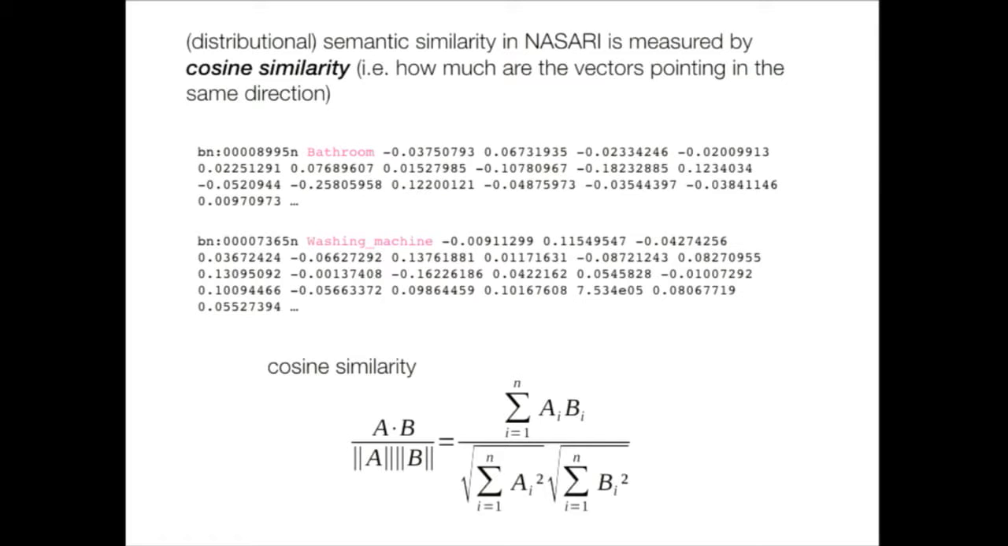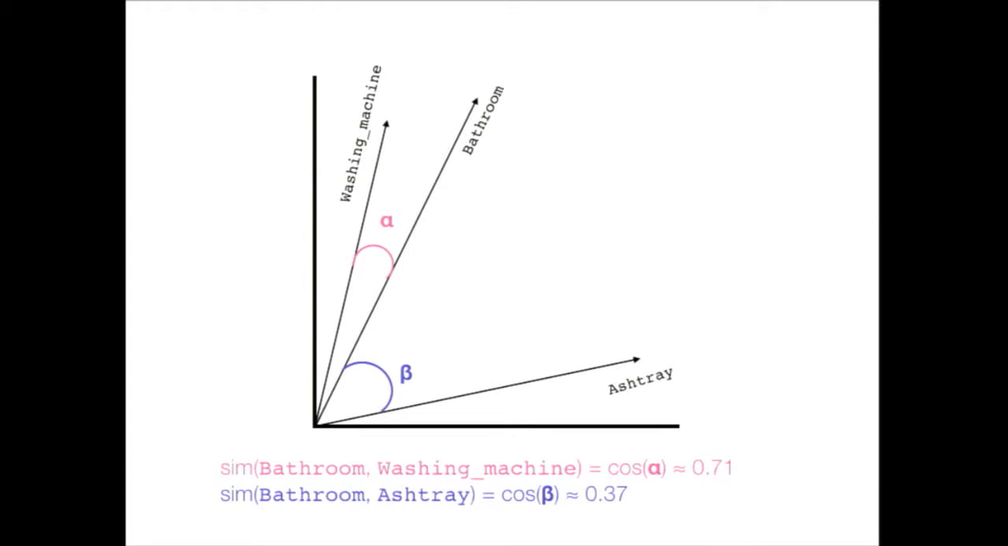So to do that, we use cosine similarity, but of course it's easier to have a picture. So cosine similarity in 2 dimensions is saying, roughly, how similar are the angles between these vectors. So washing machine and bathroom might have vectors like this. There's an angle between those vectors here in 2D, but in the general case, in multiple dimensions. And we can compute the cosine similarity, which gives us a number. We can do the same for bathroom and ashtray, which gives us a smaller number. So we can say that bathroom and washing machine are more similar than bathroom and ashtray.